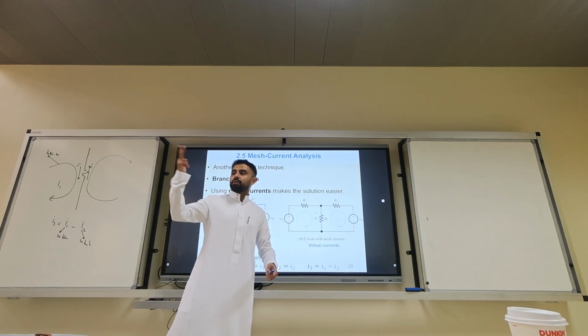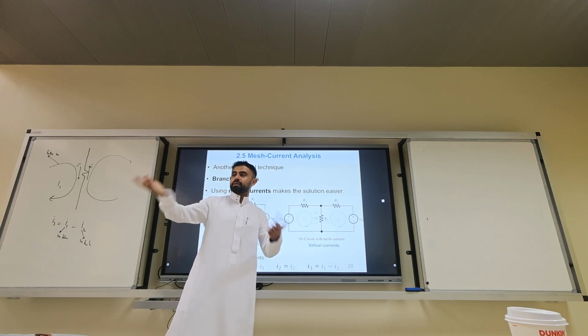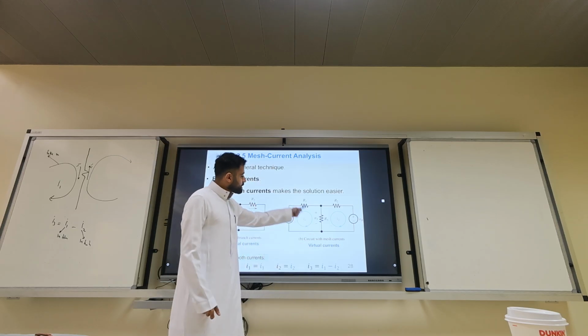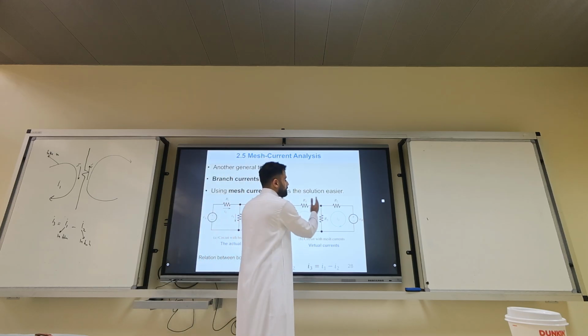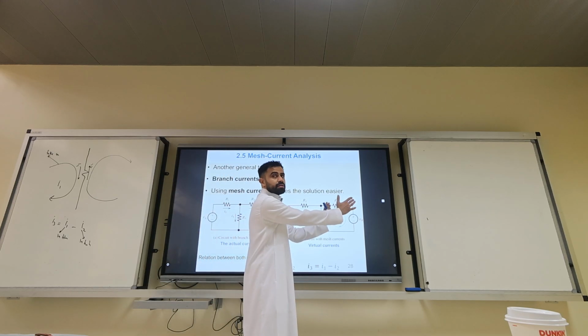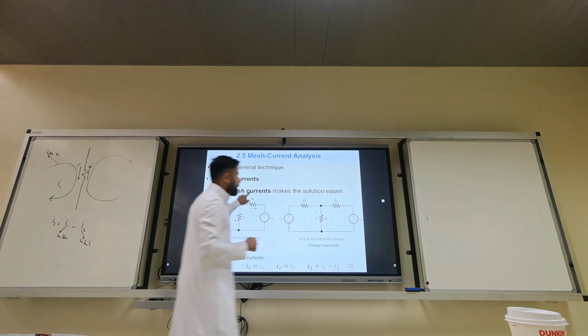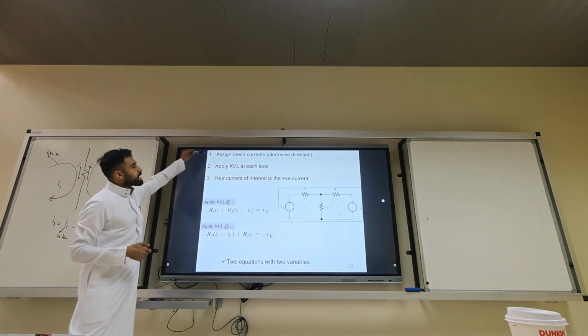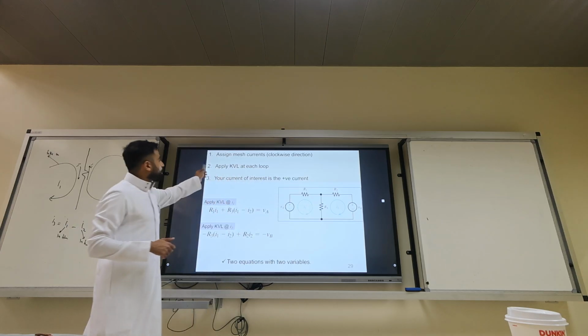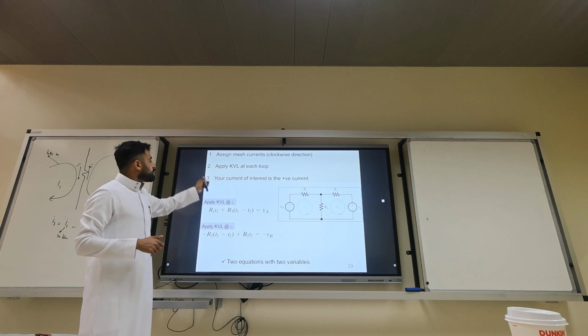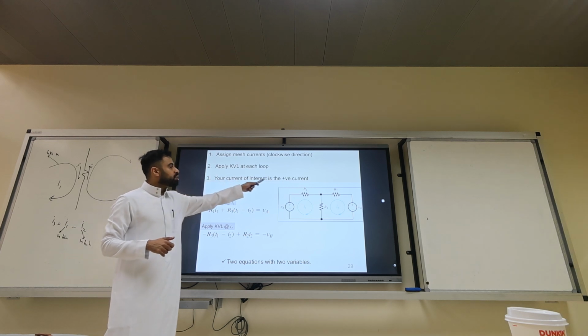The IA, IB and IC in node V, for nodal voltage, they were fake currents, right? We pretend. So here we pretend that it's a circle. The key here is that you're dividing the circuit into 2 different systems and you solve for them. How to do it is you assign mesh currents in the clockwise direction, I1, I2, apply KVL at each loop. Your current of interest is the positive current.